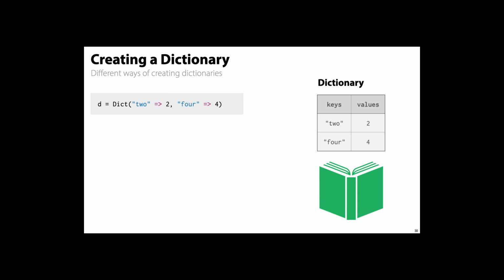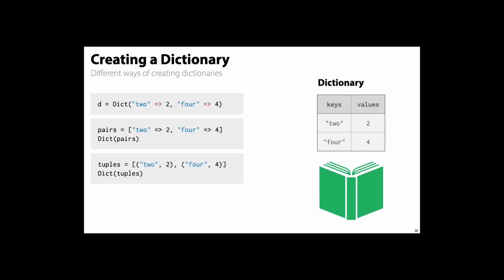You might think that this is special syntax that only applies when you're creating a dictionary, but you would be wrong. These are operators, just like the colon. They are used to create pairs. So I could create a list or an array or a vector of pairs, and then I can just provide that to dictionary. Same effect.